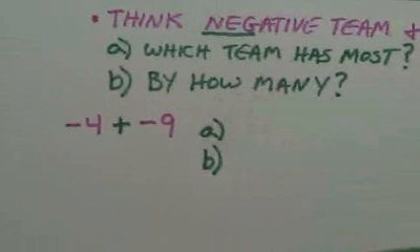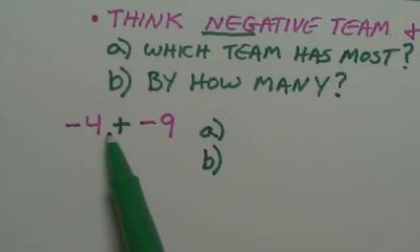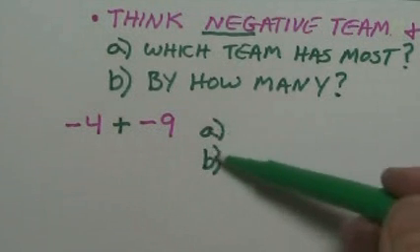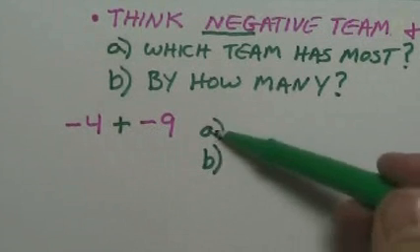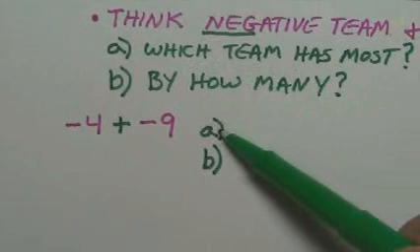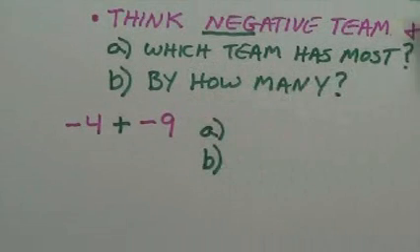Okay, let's do a few examples here. I have -4 and -9. Now I'm going to ask myself two questions. Later you can do this in your head, but for now please write this down. It is, A, which team has the most, and B, by how many?